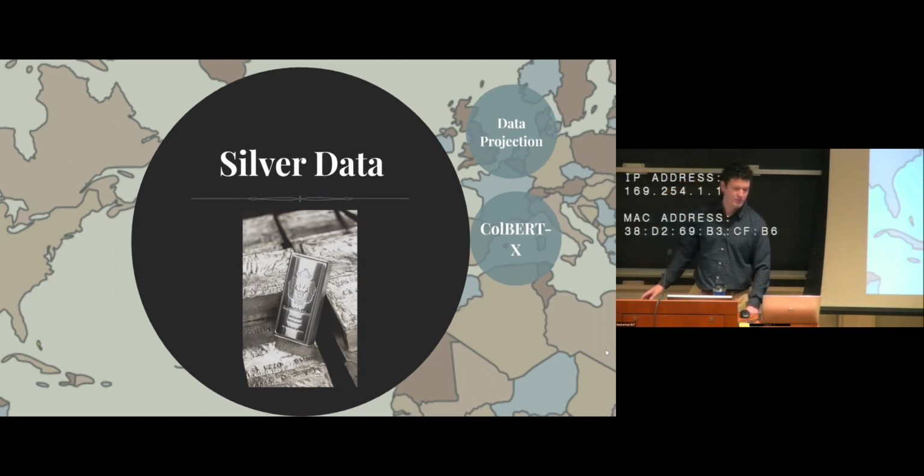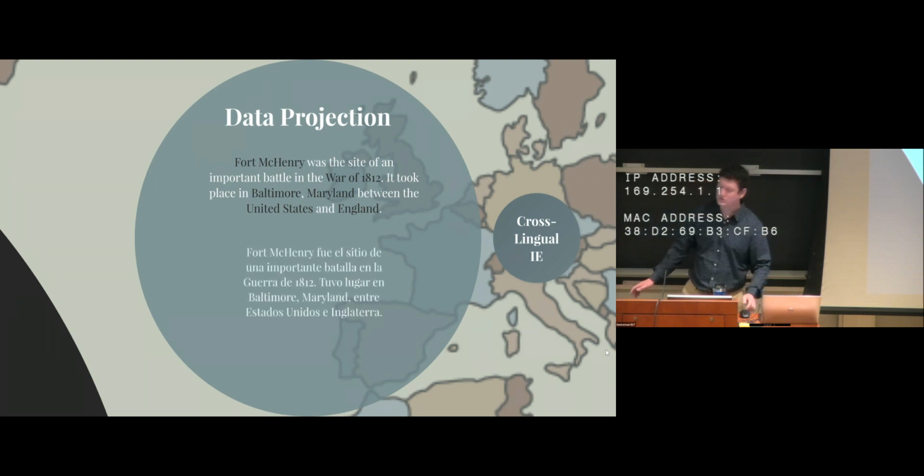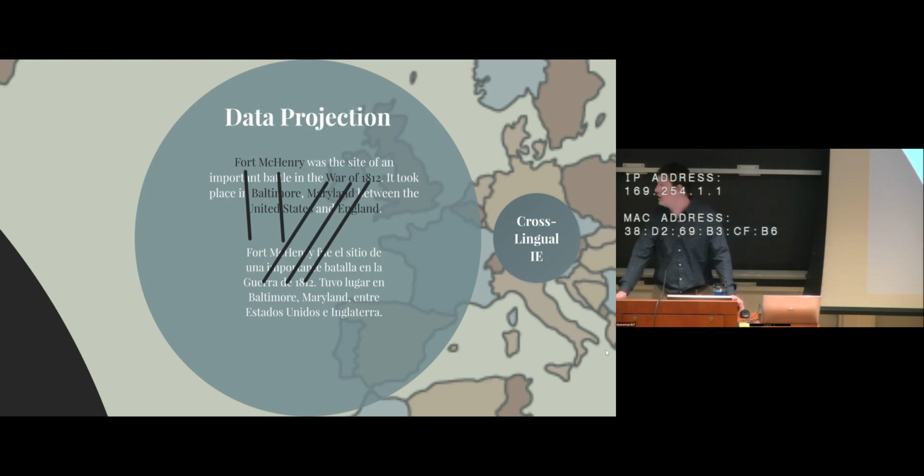And for here, I'll first jump into data projection. So one of the most common ways to do this is, let's say you have, again, a named entity task here. And it's like Fort McHenry is the site of an important battle in the War of 1812. It took place in Baltimore, Maryland, between the United States and England, right? So let's say we want to get this into Spanish, right? So we just put it through a machine translation system. Hopefully for a lot of languages, we have good enough machine translation systems nowadays that we can actually do this. And then we use some sort of word alignment model. And from that, we can hopefully try and project the annotations. Now, you might miss some, it might miss Baltimore, Maryland, it might miss something because translation's wrong. So these are a noisy process, but it works pretty well.